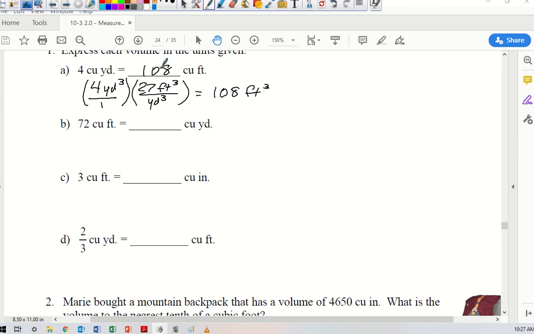Likewise, if we have 72 cubic feet, we can turn that into cubic yards. 72 cubic feet times 1 cubic yard over 27 cubic feet would give you 2.667 yards cubed. Because we're looking to the nearest tenth, it would be 2.7 cubic yards. Okay. Exact same stuff as we did before. Exactly the same.